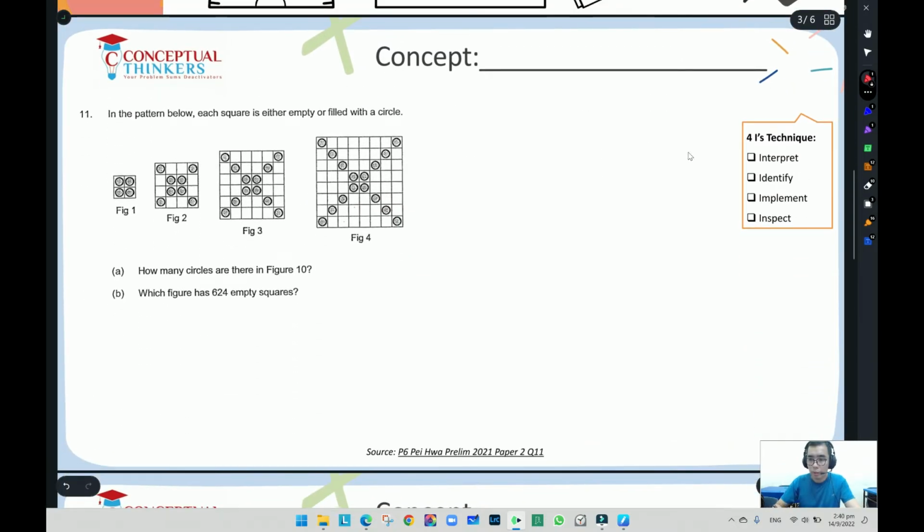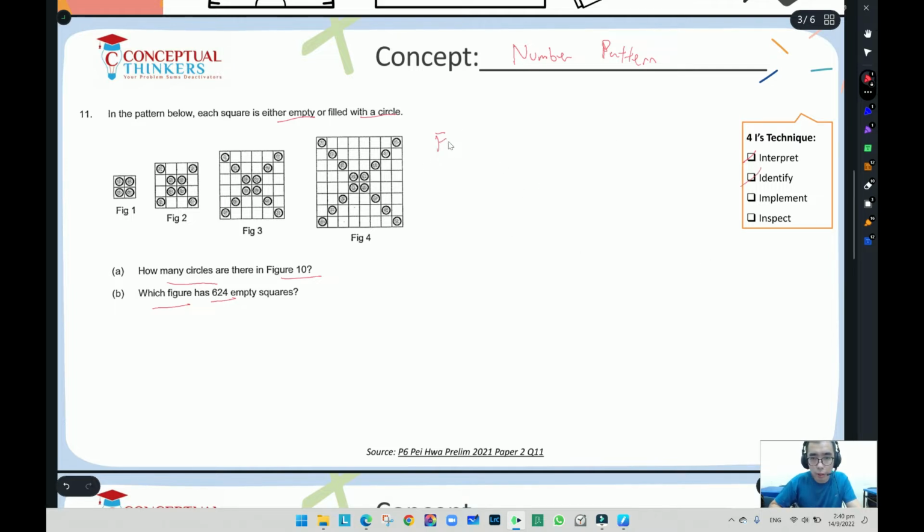Okay, so let's start to interpret the question. In the pattern below, each square is either empty or filled with a circle. So we have figure 1, 2, 3, 4 here. Next, how many circles are there in figure 10? And next we need to find out what is the figure number that has 624 empty squares. So we know that the concept here will be number patterns. So we're going to start to implement the steps.